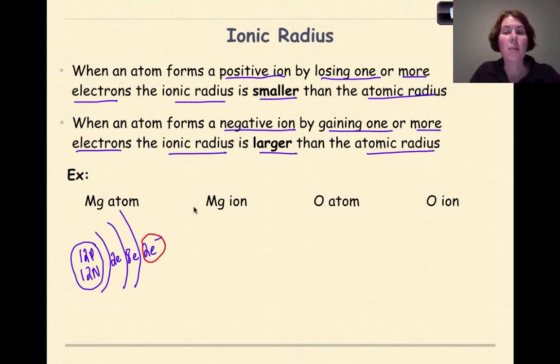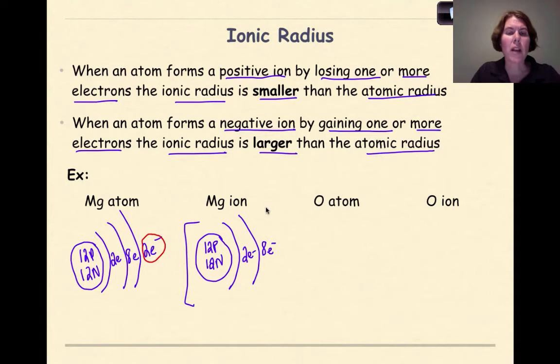So when we draw the magnesium ion, we still have 12 protons, 12 neutrons in our nucleus. Those are not affected. But now my electron configuration for this ion is 2 electrons and then 8 electrons because that outermost shell is lost. And then we put our brackets around the whole thing and we call this plus 2.